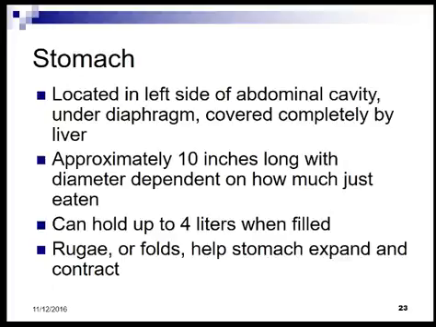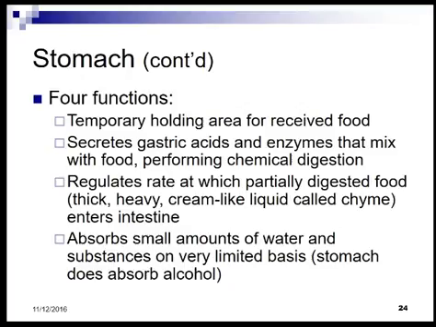The rugae, or folds within the stomach lining, help the stomach expand and contract. The stomach has 4 functions. It's a temporary holding area for receiving food. It secretes gastric acids and enzymes that mix with food, performing chemical digestion. It regulates the rate at which partially digested food, which is a thick, heavy, cream-like liquid known as chyme, enters the intestine, and absorbs small amounts of water and substances that are very limited bases. One of the substances that the stomach can absorb is alcohol.